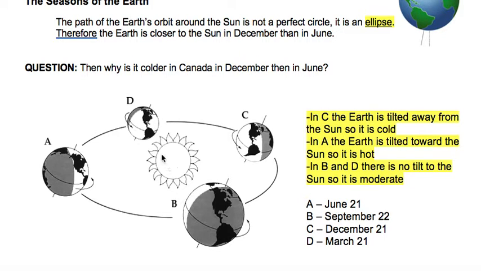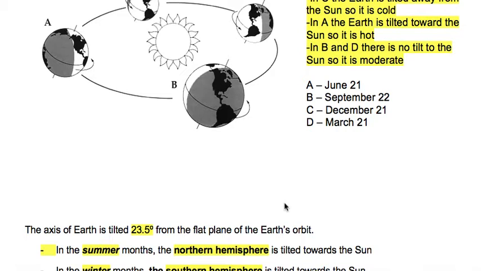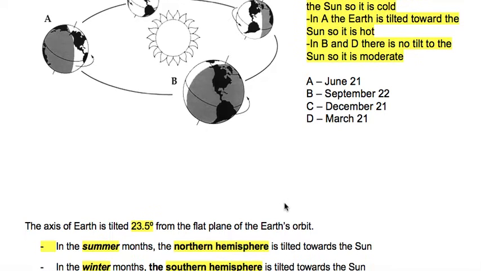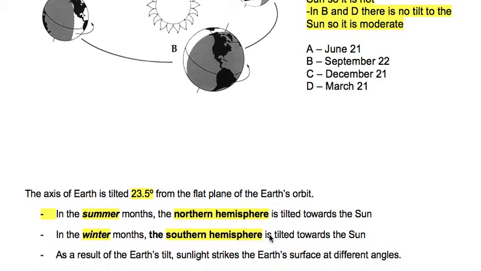So during spring and fall, we have temperate weather. In the summer, we have hotter weather, and in the winter, we have colder weather. And it's also due to the axis of the Earth, the tilt, which is 23.5 degrees from the flat plane of the Earth's orbit. So in the summer months, the northern hemisphere is tilted towards the Sun, that's where we are. And in the winter months, the southern hemisphere is tilted towards the Sun, which is why they have their summer and we have our winter. Our seasons are opposite in the northern and southern hemispheres.